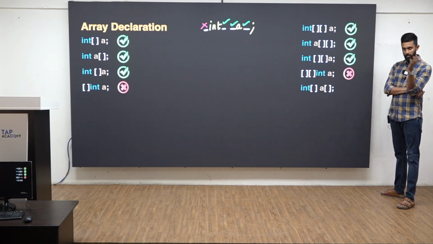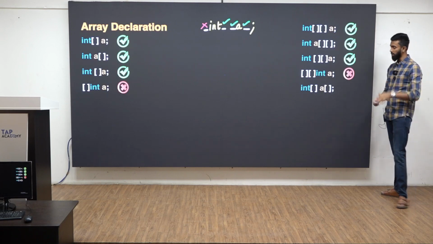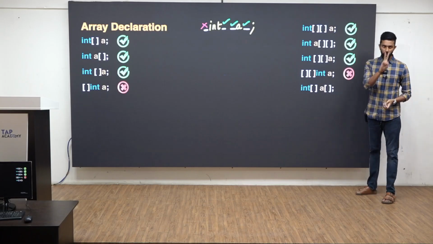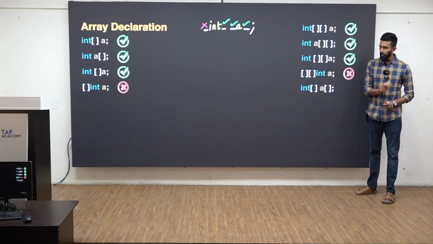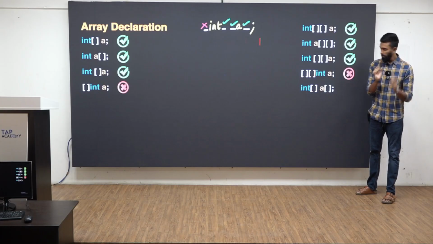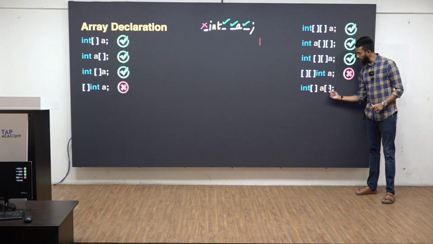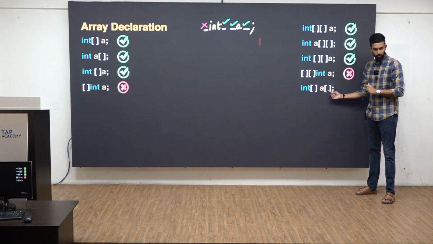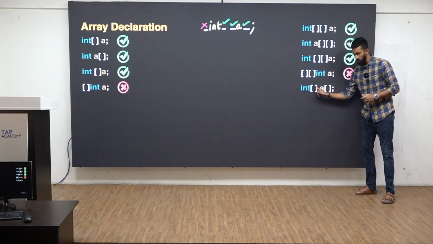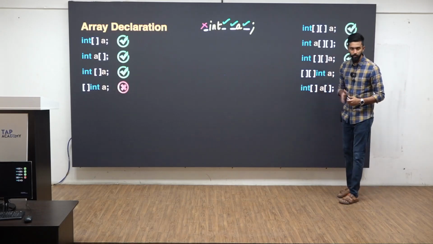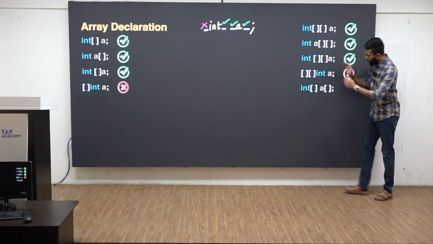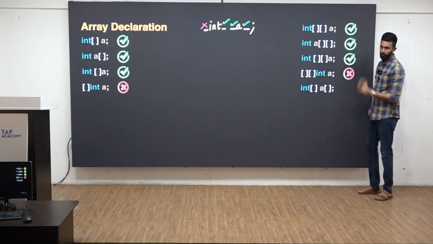Now some are saying valid, some are saying invalid. Please understand, what is the dimensionality? 2 dimensions. How many brackets should be there? 2 pairs of brackets. One pair of brackets is after A, valid location. One pair of brackets is after int, valid location. Understood? Nobody told you that you have to write it together.